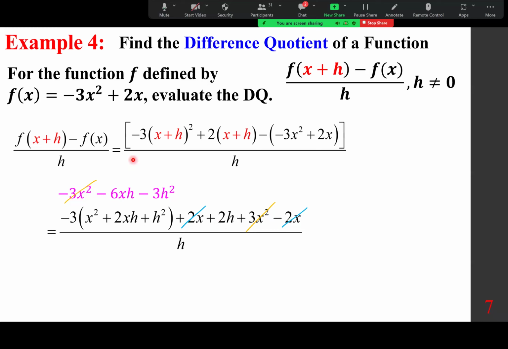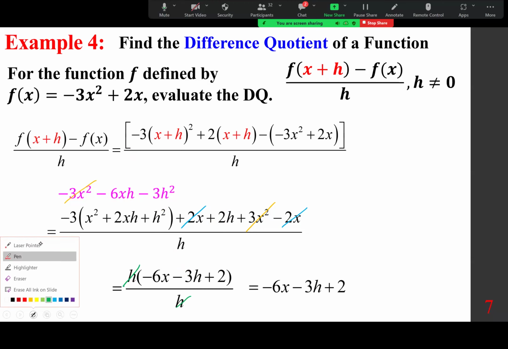So we take the h out from this one, and this one. We get h times minus 6x minus 3h plus 2. So again, this one, and this one. Take a look. If you distribute, you get this one, and this one. These two cancel each other. The final answer is minus 6x minus 3h plus 2.